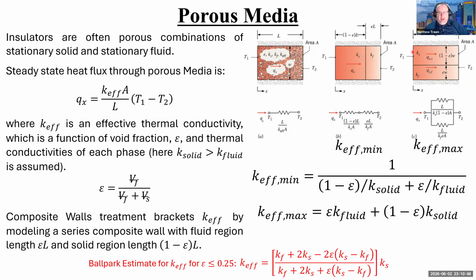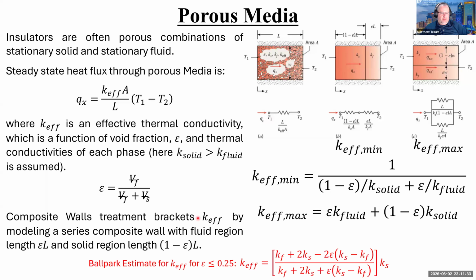So I'm now talking about, instead of the length of these pathways, the width of these pathways. And here is the pathway for the solid, and here is the pathway for the fluid. And the widths of those are 1 minus epsilon times W, where W is the entire width of this composite object. And then epsilon W, right, is the fluid portion of it. And this just creates two parallel paths. And so that can be represented as two resistances in parallel. And that gives me the maximum K effective, right?